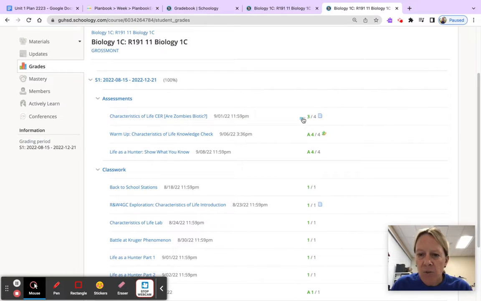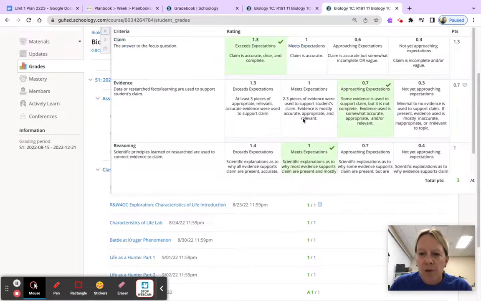So I'm going to start with the rubric here. So this student got a 3 out of 4. So they may not want to revise it, but they may. So I'm going to show you either way. So if you click on the rubric, you can see that the claim is the answer to the focus question. So I'm not going to go through the whole entire rubric because it's going to make for a very long video. But in this case, an exceeds expectation is an accurate, clear, and complete claim. And this student got that.